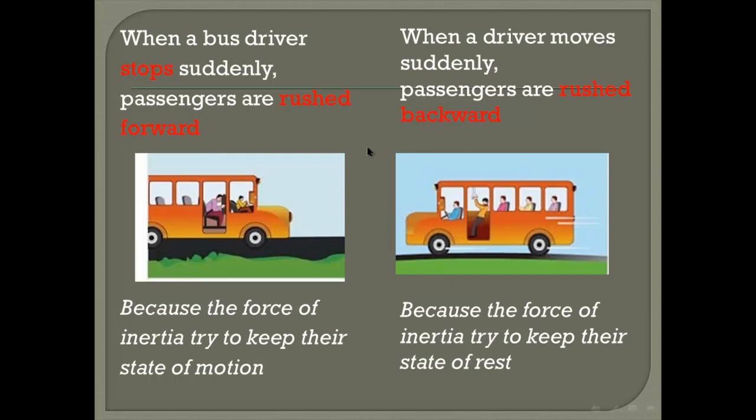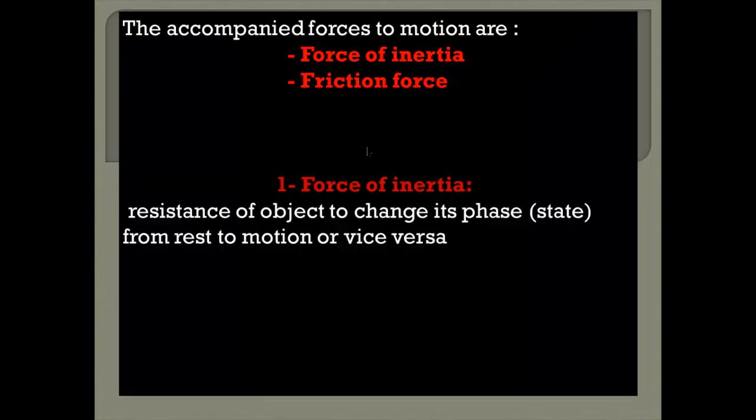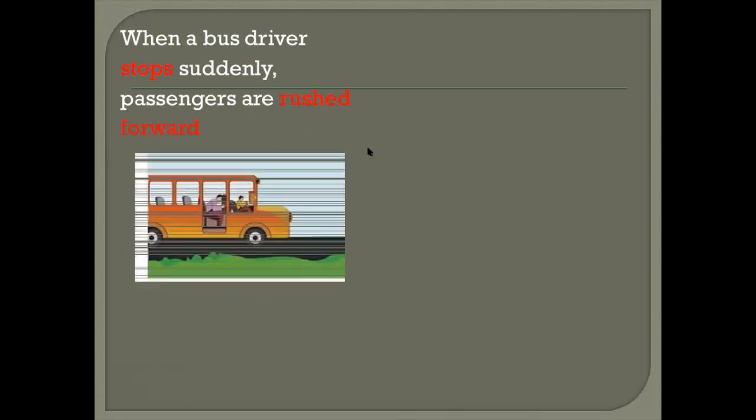Again, what is meant by inertia? Resistance of an object to change its state from rest to motion or vice versa, as you see in the two examples.